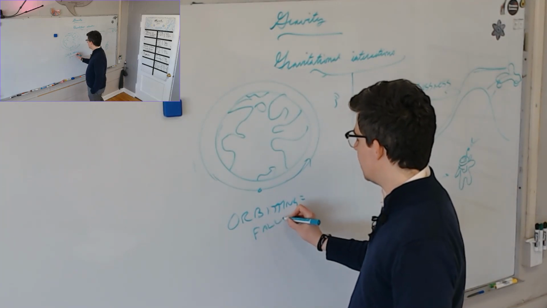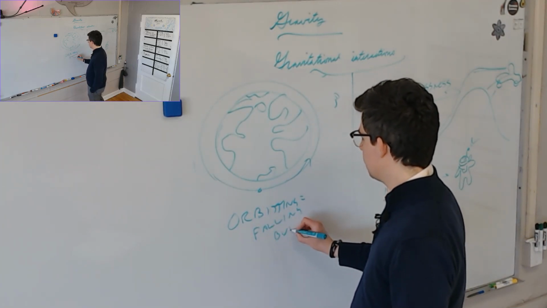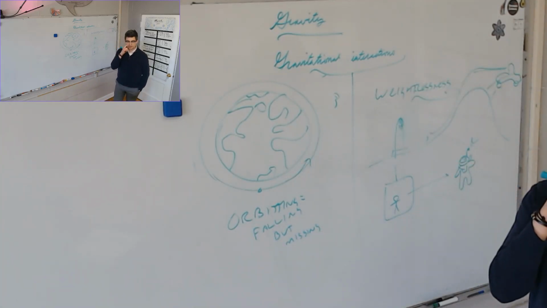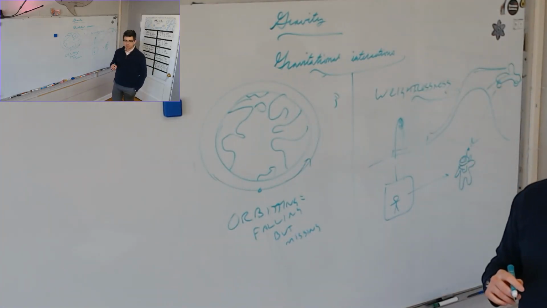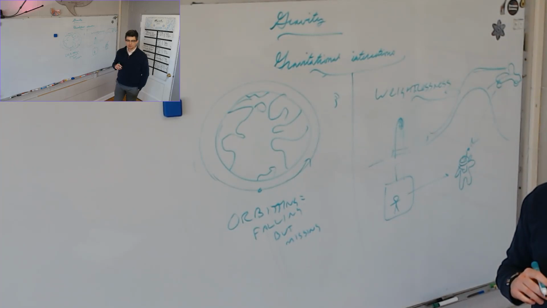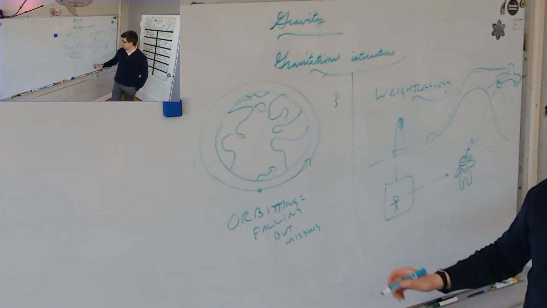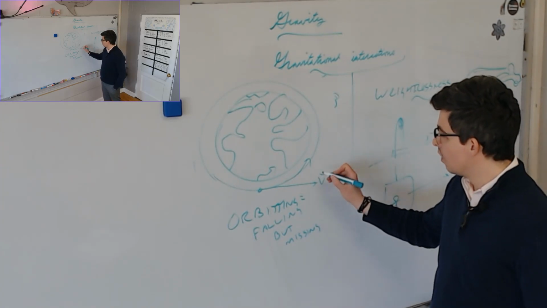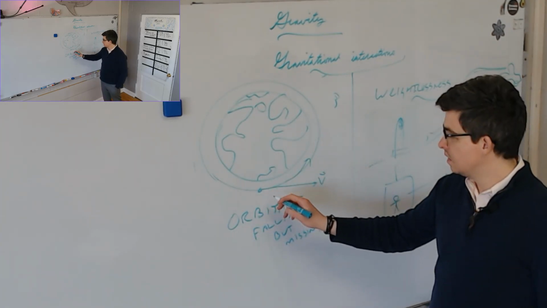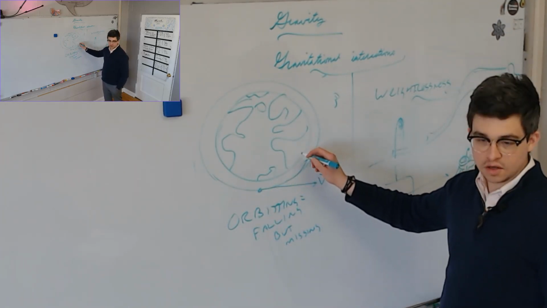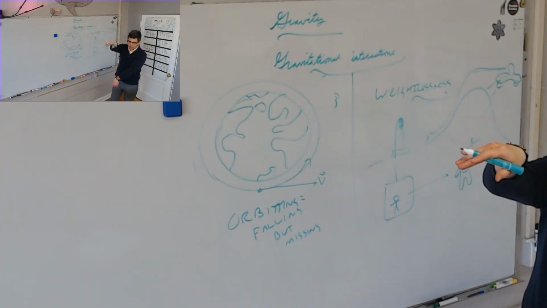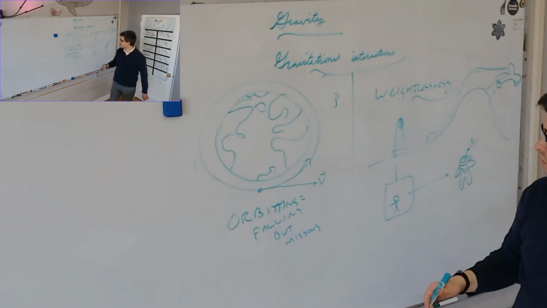Falling but missing. How do you miss? How, though? How do you do that? Because your tangential speed, what according to Earth would be horizontal speed, is great enough that Earth, since it's curved, falls away. You're falling, but Earth's curving away at the same rate that you're falling.